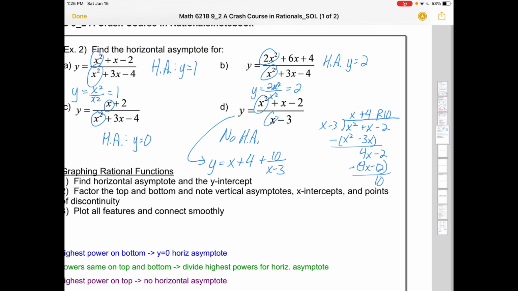And the idea is that as you get closer and closer to infinity, that little fractional part, the 10 over x minus 3, makes less and less of a difference. The curve itself starts to look more just like x plus 4 the closer we go to infinity. And x plus 4 is a diagonal line with a y-intercept of 4 and a slope of 1. I want to show you what that looks like on the graph.